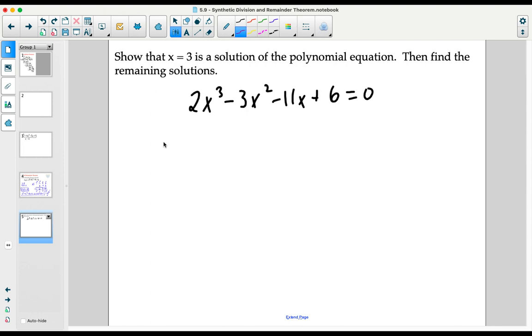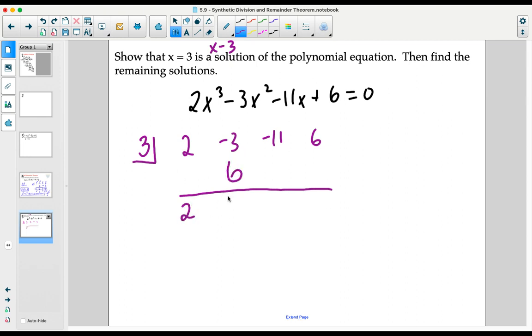So I want to show that 3 is a solution. In order to do that, I'm going to show that x minus 3 is a factor and it has a remainder of 0. So we'll start with our 3. We follow with our coefficients. As always, even though in this case it's a 2, we bring down our first coefficient. Multiply and add, multiply and add, multiply and add.